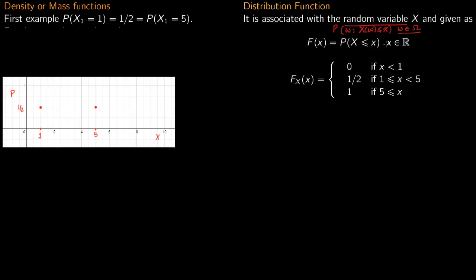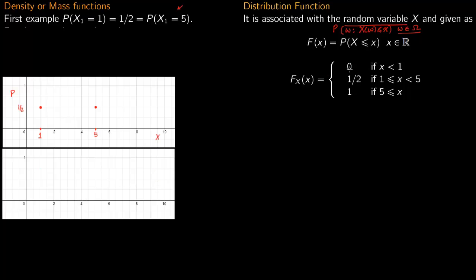So let us see this in an example. We are just going to focus on this first example. So if x is less than 1, this distribution function is 0. So notice the density function. Before 1, nothing. There is no dot anywhere before 1 or after 5 or between 1 and 5. So before 1, everything is 0. So this is cumulative. So before 1, everything is 0. So this is the distribution function.